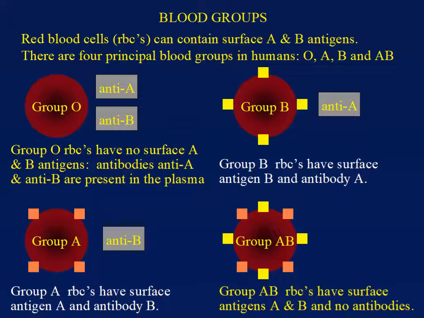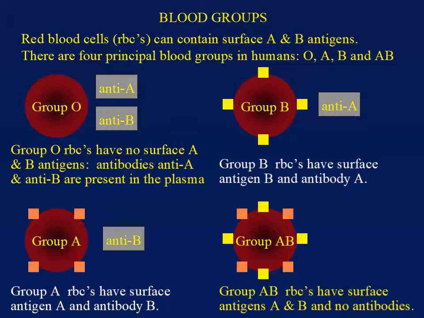These blood groups are divided according to the presence of antibodies and antigens on the surface of the RBCs and the plasma. Blood group O has no surface A and B antigens, and the anti-B and anti-A antibodies are present in the plasma.